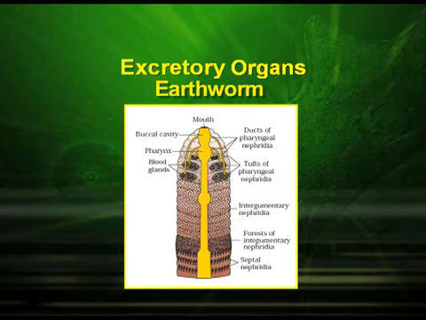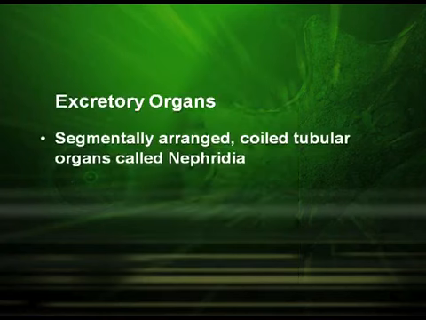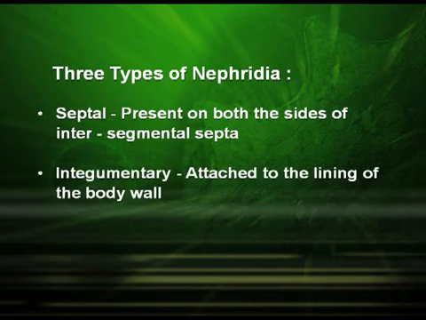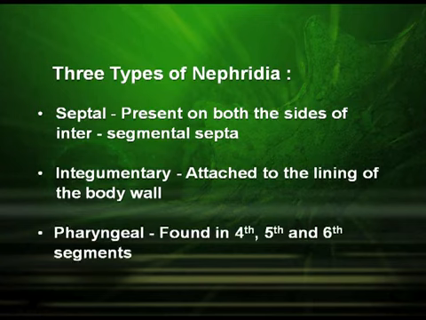The excretory organs of earthworm include the segmentally arranged coiled tubular organs called the nephridia. There are 3 types of nephridia. These are the septal, the integumentary and the pharyngeal. The septal nephridia are present on both the sides of intersegmental septa. The integumentary nephridia are attached to the lining of the body wall, and the pharyngeal nephridia are found in the 4th, 5th and the 6th segments.